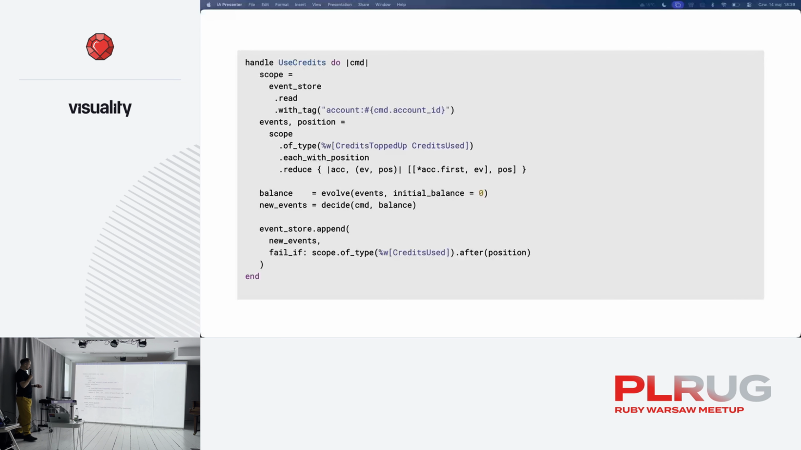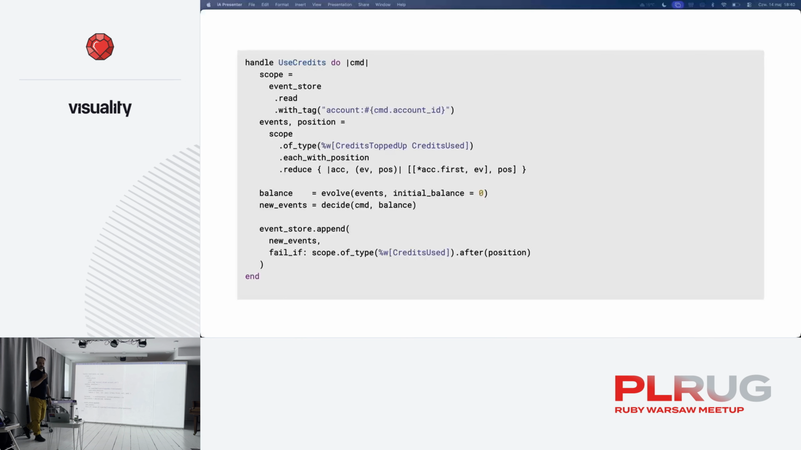Command is our intent: use credits. Balance is the state that we base our decision on. And the result of the decision is just a list of new events that we want to append. Appending those events is like making everyone know what happened, and that's persisted in the system. And the biggest change when thinking about stream-based event stores and DCB-based event stores is how this append operation is shaped.